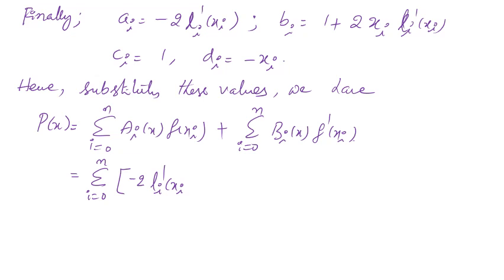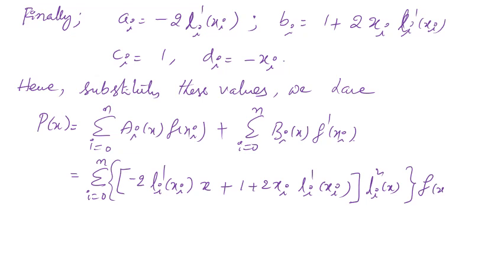Small ai into x, right, plus bi. What is bi? 1 plus 2 xi li dash of xi. This is multiplied by f of xi. This is multiplied by li square of x. This is over, right? And this entire thing, multiplied by f of xi, plus another one, 0 to n bi.